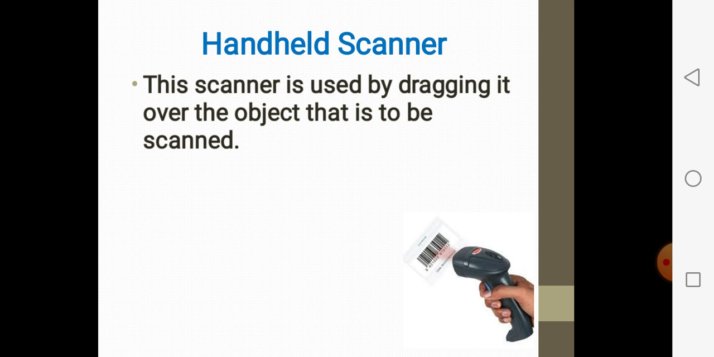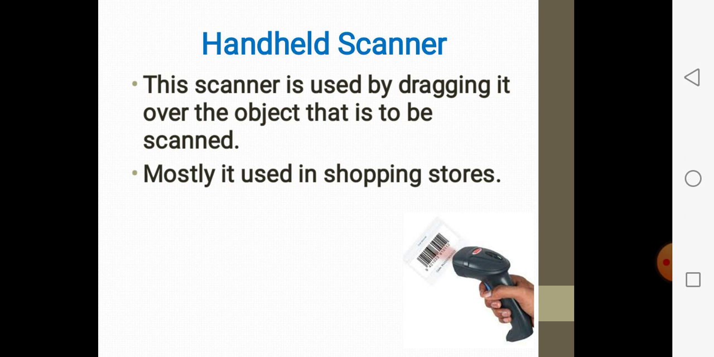So mostly we are using this in shopping centers. You also go to malls, big bazaars, and big malls like Max, DMart. When you buy something and you have to pay the bill, they scan this code, and from this code they get the price in a computer. So this is called a handheld scanner, and they get the price directly in a computer. So it's mostly used in shopping centers.